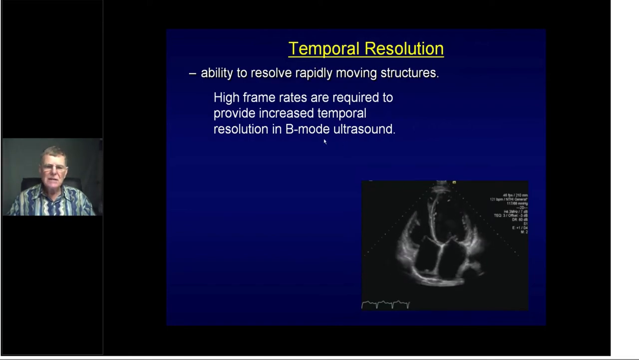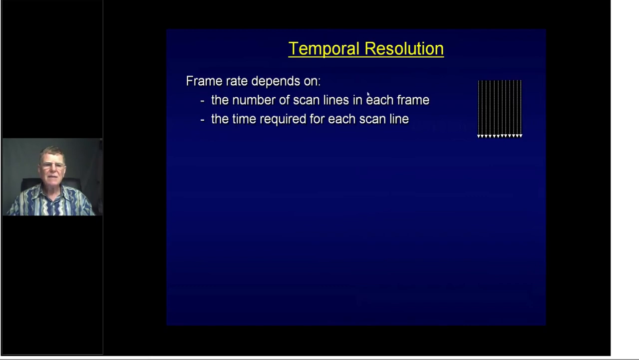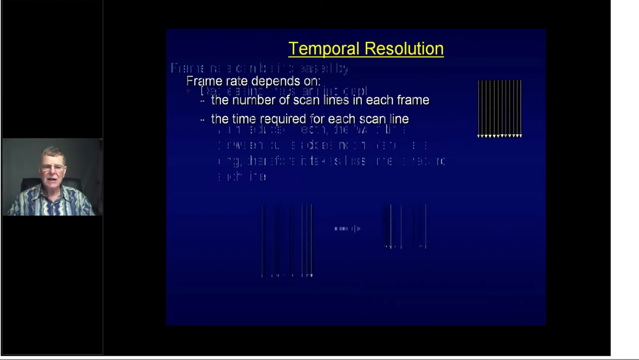Now, to do this in B-mode ultrasound, you need high frame rates, particularly with cardiac sonographers. You're looking at heart valves. Obstetric sonographers, you're going to look at little fetal hearts and that. You need high frame rates. Okay, now the frame rate basically depends on how many beam paths you have in the image, the number of scan lines, and how long it takes to acquire each scan line.